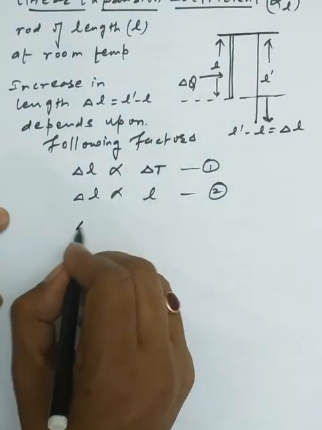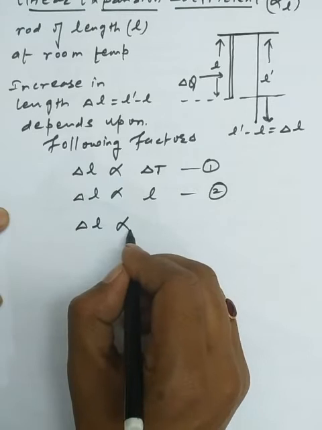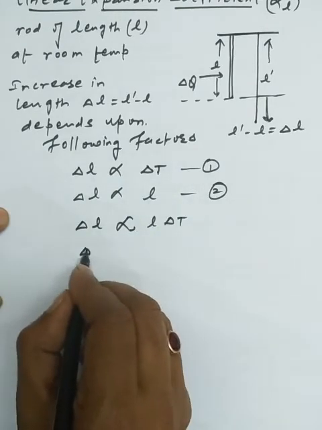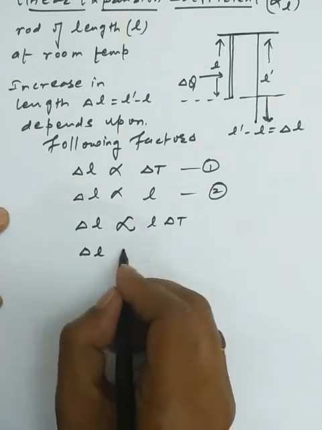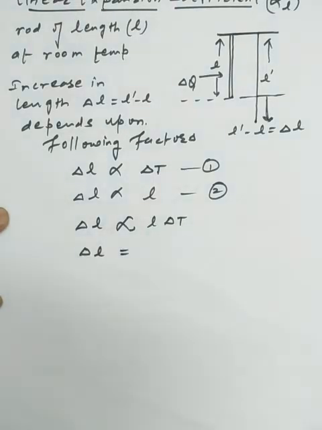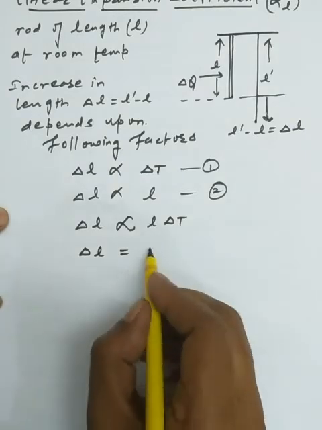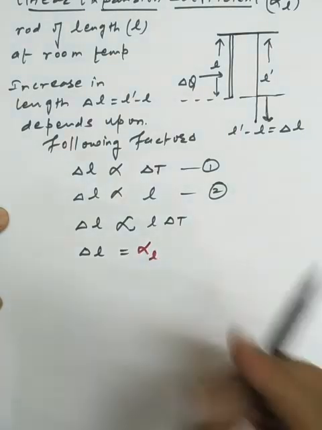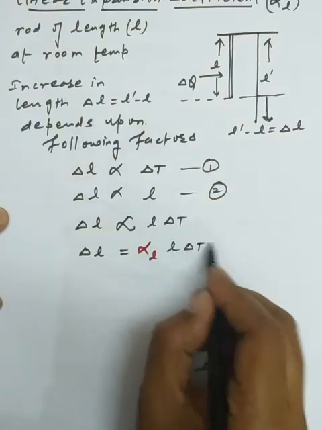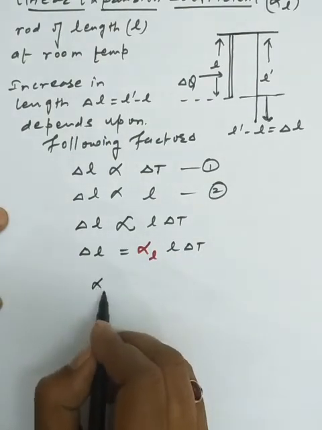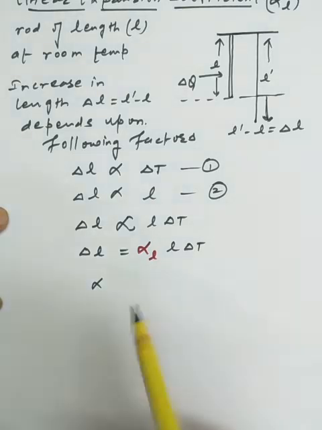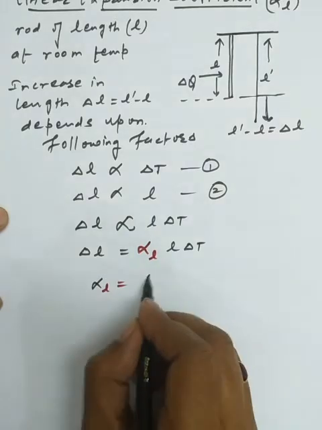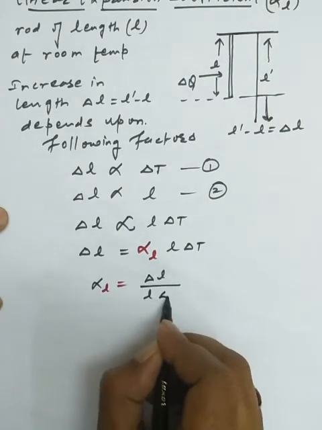That is, delta L is directly proportional to L delta T. Here we are using the coefficient and removing the proportional sign. So I am writing the coefficient, called the linear expansion coefficient, alpha L, times L delta T. Separating alpha L, alpha L is equal to delta L upon L delta T.